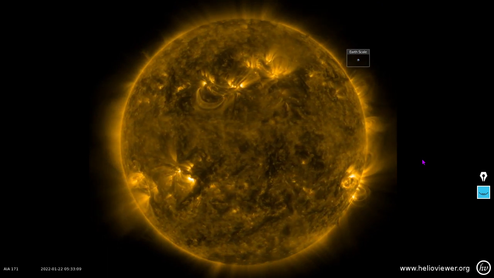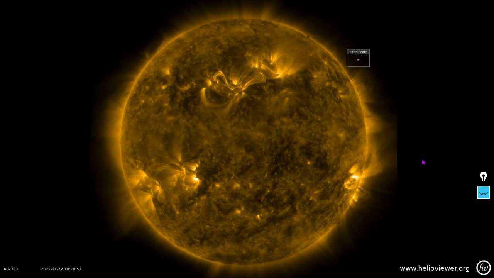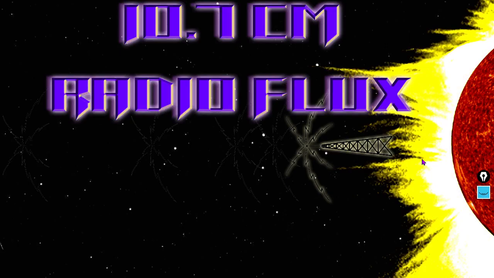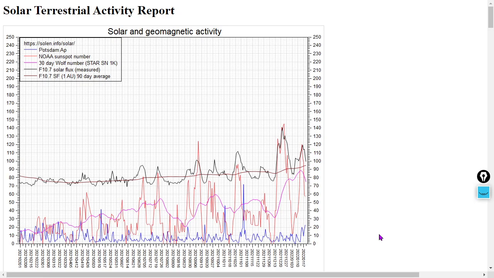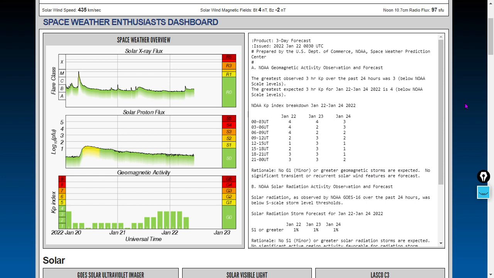And let's get into some more information here. The 10.7 centimeter radio flux is next. It's dropped down to 97, so a reduction here in solar activity the past 24 hours. Here's the 1-year chart to put that in context. The radio flux is the black line here, and it is a proportional data set to sunspot number. Expect an uptick coming soon in that, aka more sunspots.